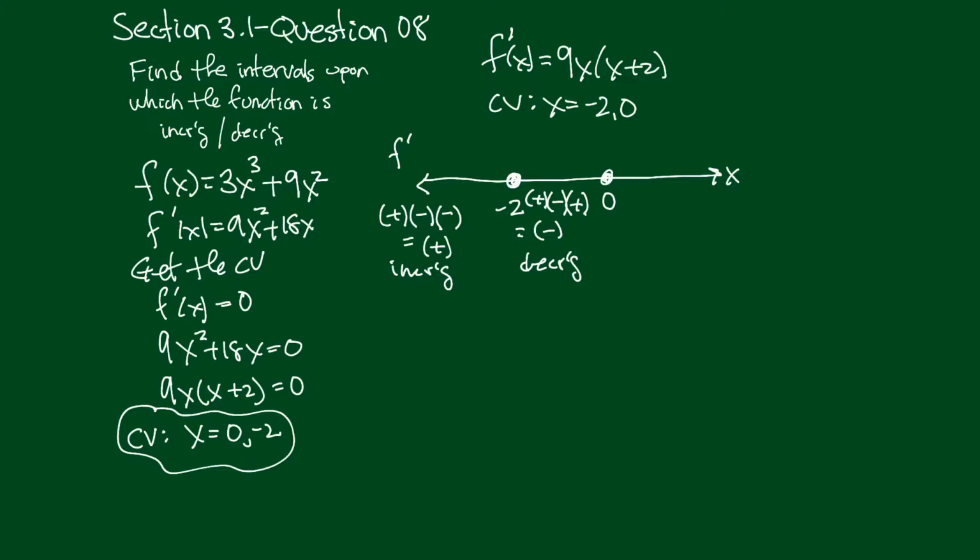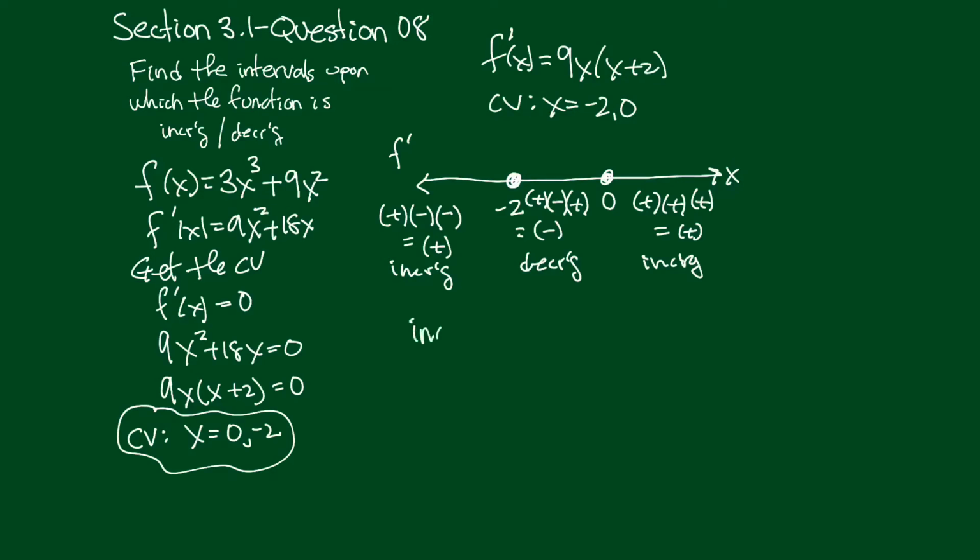And then lastly, what about this interval here? Any positive number. Again, the 9 is always positive. Pick any positive number, like 1, put it in here, that's going to be positive. And then if I pick any number in here, like 1 again, 2, 3, 4, whatever you like, if I pick 1, put it in here, I'll get 3, that's positive. Multiply three positives together, I get a positive. That reminds me of increasing.